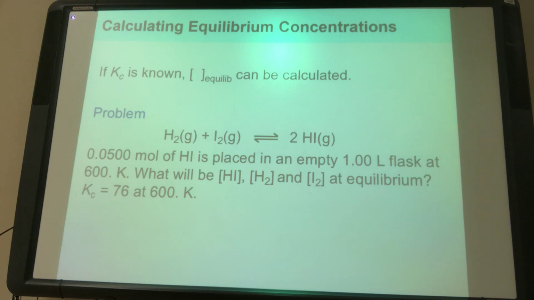So it says H2 plus I2 reacts to form two HIs. I have 0.05 moles of HI placed in an empty 1 liter flask at 600 Kelvin. What will be HI's concentration, H2 concentration, and I2 concentration at equilibrium? Kc is 76 at 600 K. All right, so same process as always.